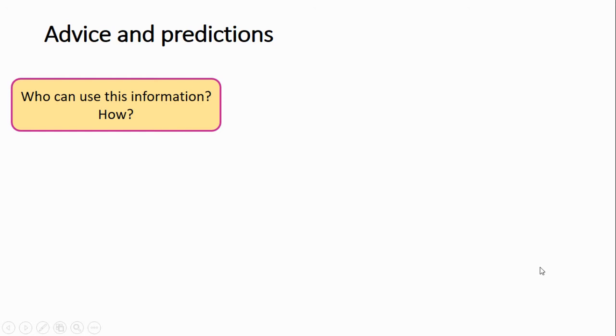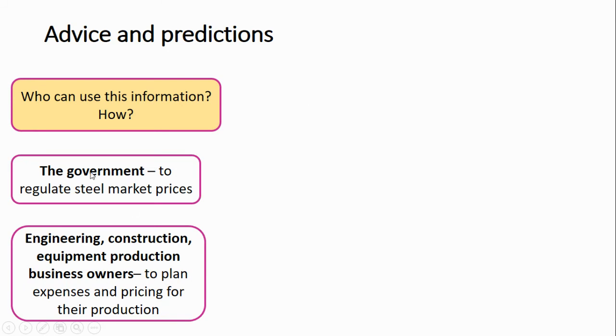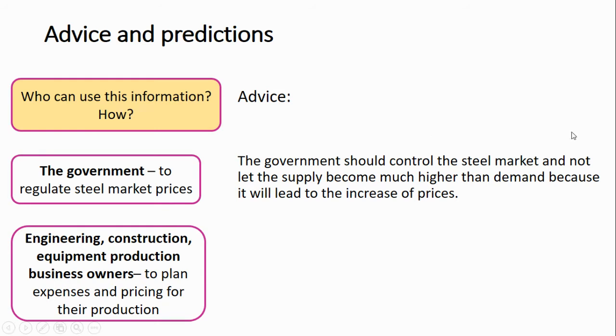So, to give advice and make predictions, we again need to ask ourselves who can use this information and how. We discussed already: I think the government, and then people involved in engineering, construction, equipment production. And then we need to think what advice can you give to these people involved. So this is my advice to the government. The government should control the steel market and not let the supply become much higher than demand.